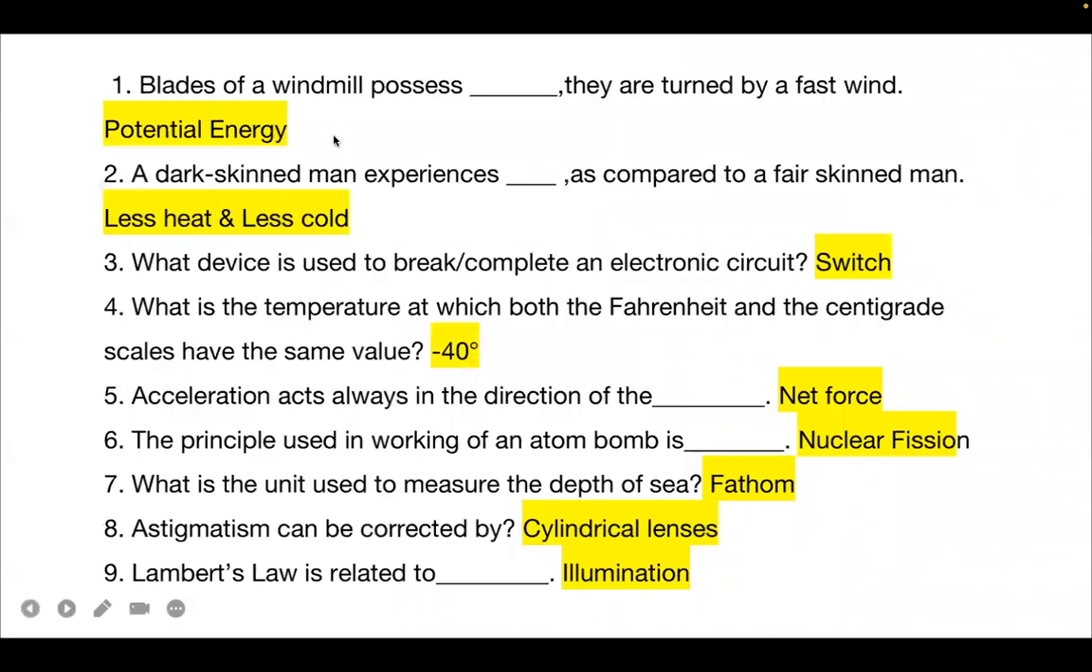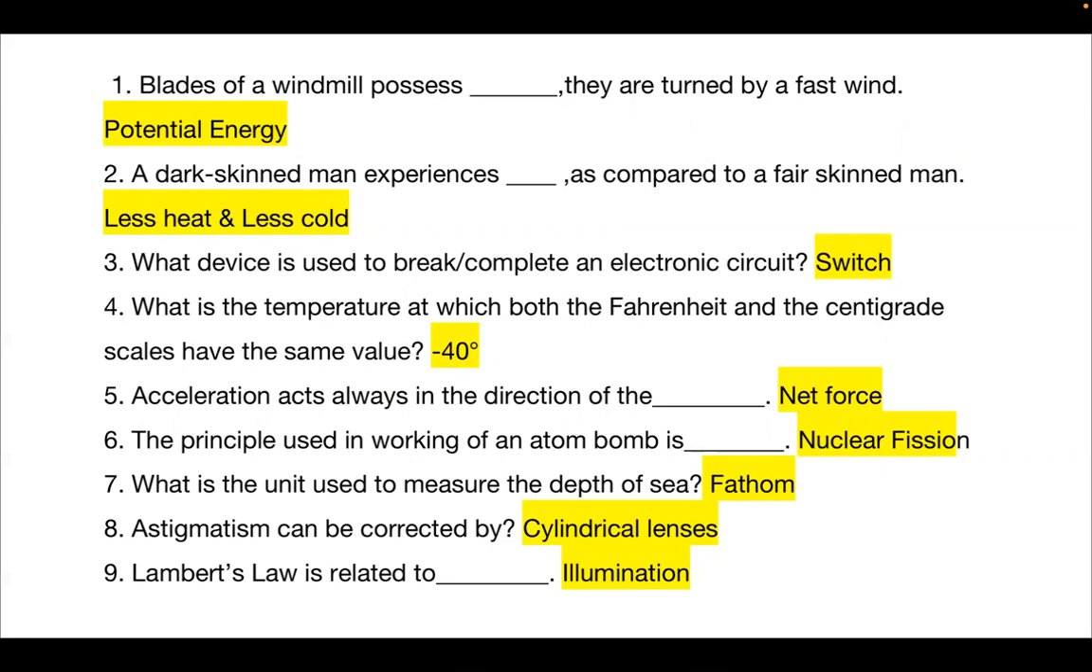So the first question: blades of a windmill possess dash. They are turned by a fast wind. So the windmill possesses potential energy, which will turn the blades in case of wind. Okay.